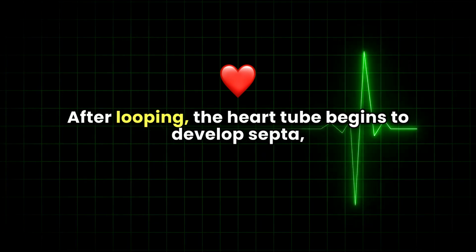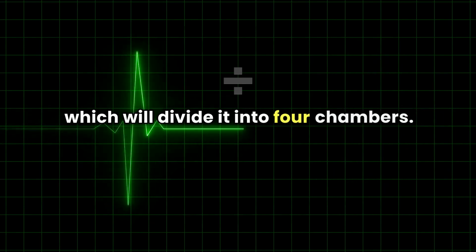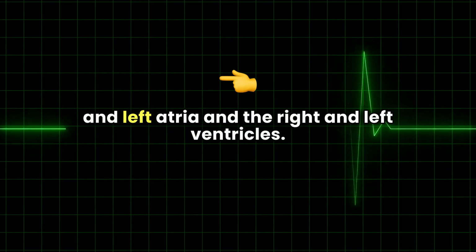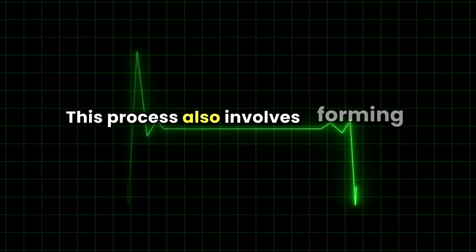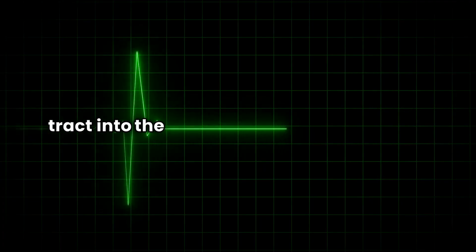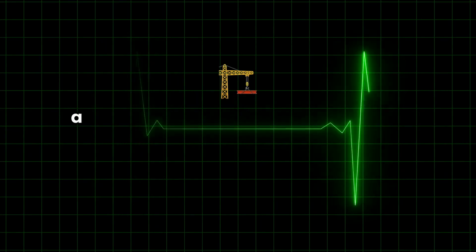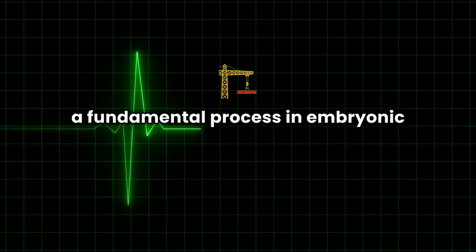After looping, the heart tube begins to develop septa, which will divide it into four chambers: the right and left atria and the right and left ventricles. This process also involves forming the atrioventricular valves and the division of the outflow tract into the aorta and pulmonary artery. The formation of the heart tube is a fundamental process in embryonic development.